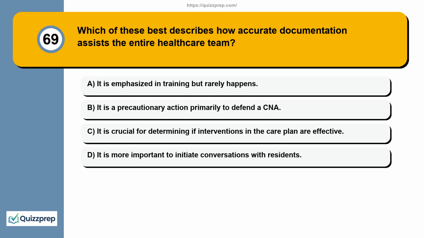Question 69. Which of these best describes how accurate documentation assists the entire healthcare team? It is emphasized in training but rarely happens. It is a precautionary action primarily to defend a CNA. It is crucial for determining if interventions in the care plan are effective. It is more important to initiate conversations with residents.